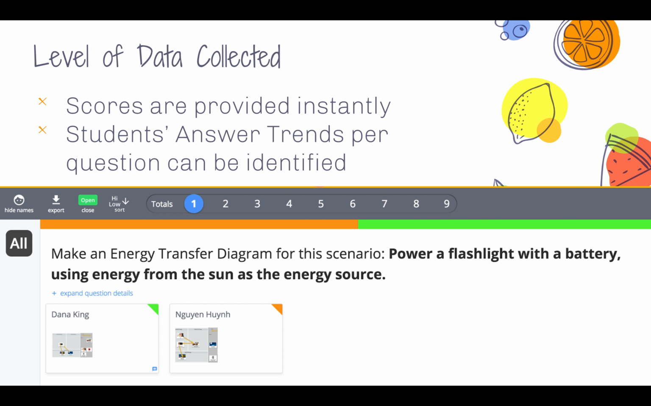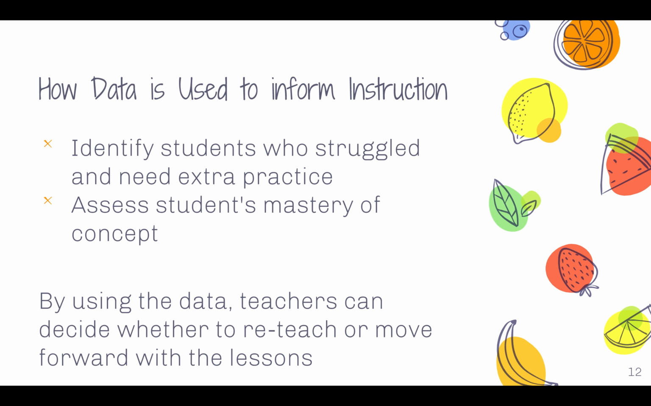The data is collected, so you can see scores are provided instantly with the scale I showed earlier. You can also provide feedback. Student answer trends are also identified, and so for each question, you can see how many students master that concept. So usually green will show the mastery, orange means meeting the standard, or maybe meeting most of the standard, and then red. So for each question, you can start seeing how students are performing.